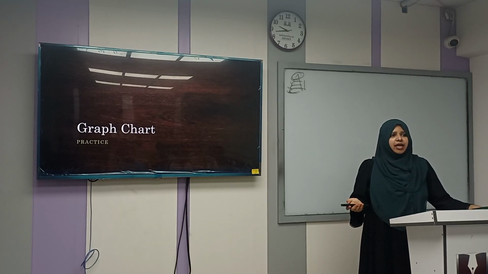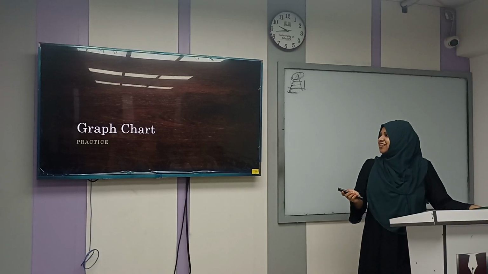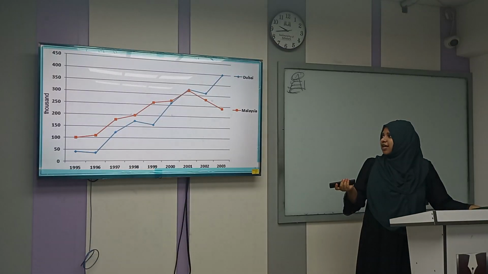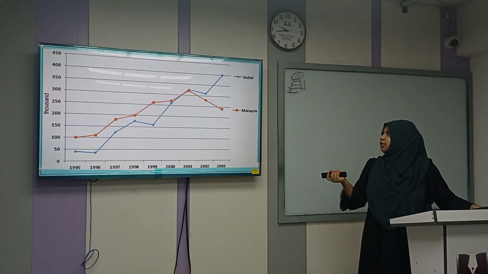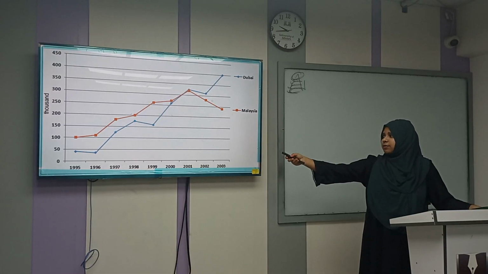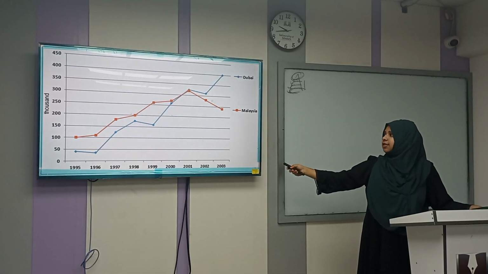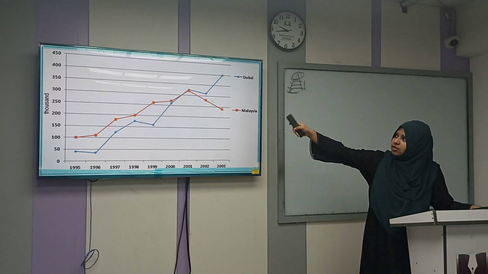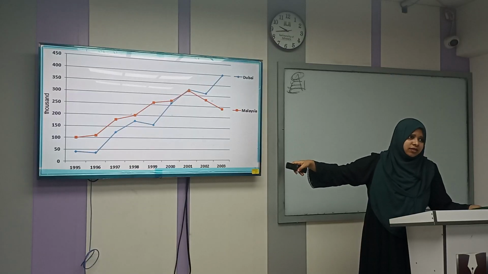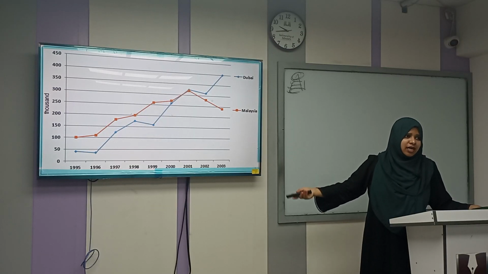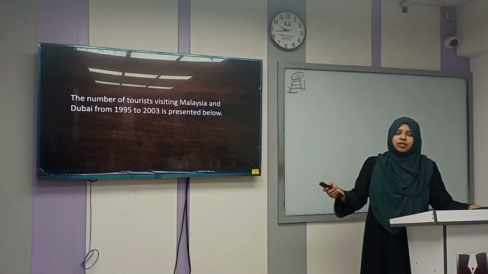Sequence, okay, and a bit same question. So this is the question and this is your graph. You can see two countries, Dubai and Malaysia, and there are some years, and then in thousands. So what's that in thousand? For that you have to go back to the question.